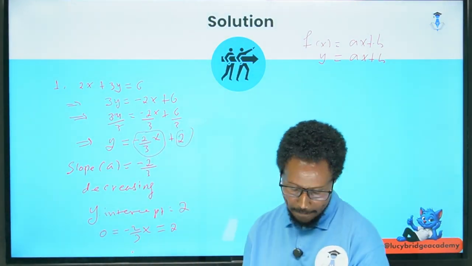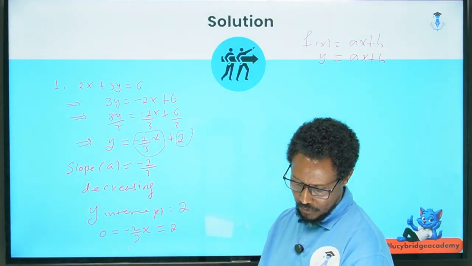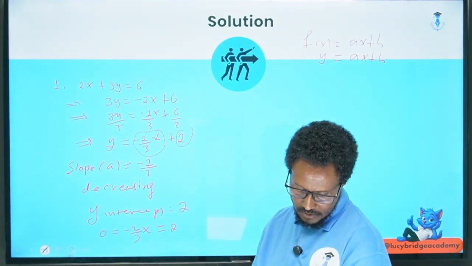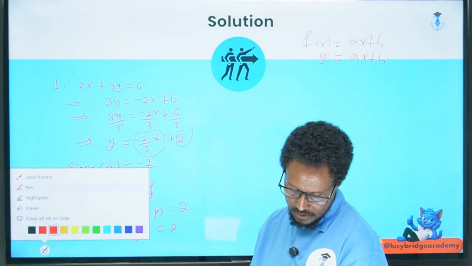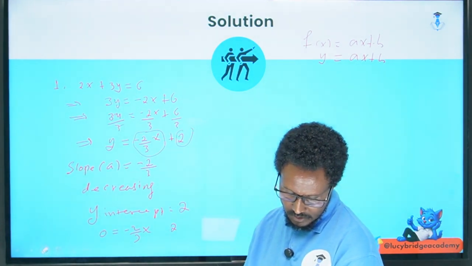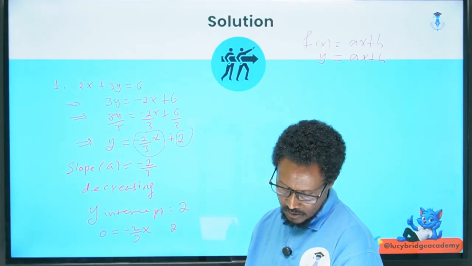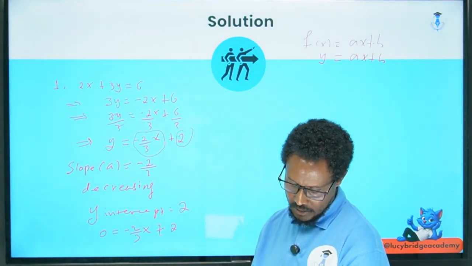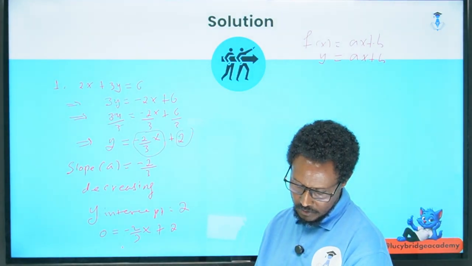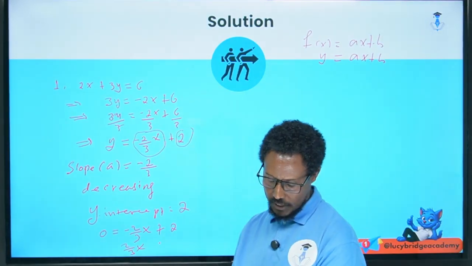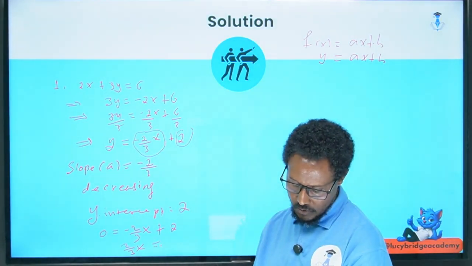Okay now, here, plus 2, sorry. Minus 2 over 3 x plus 2. Now minus 2 over 3 x, adding 2 over 3 x to both sides, which is equal to 2.